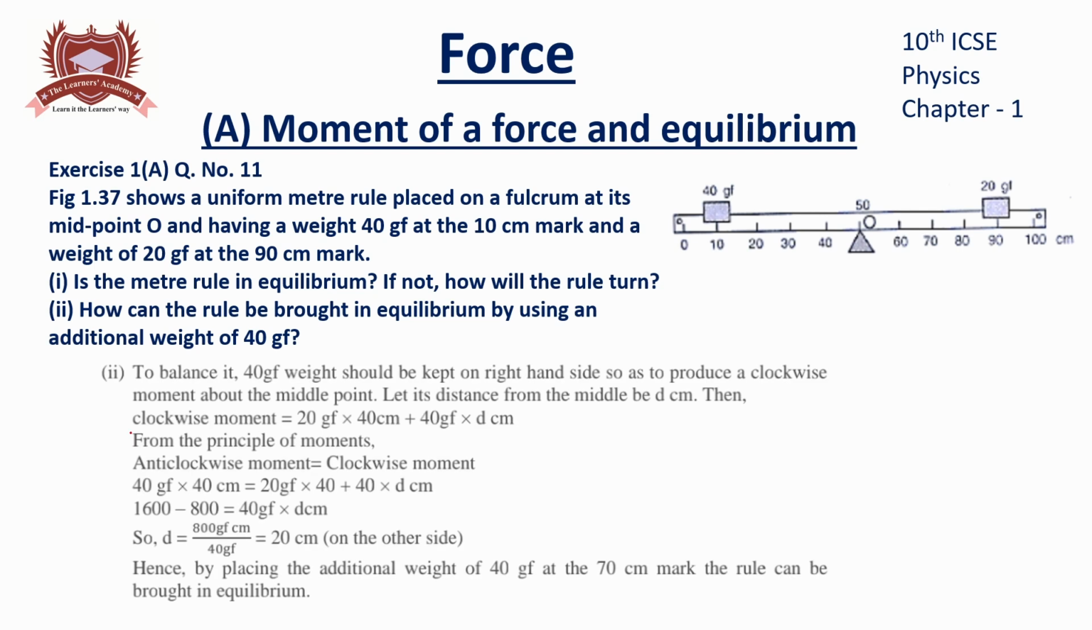So here we have, from the principle of moments, anti-clockwise moment is equal to clockwise moment. So we end up with 40 gram force multiplied by 40 centimeters should be equal to 20 gram force multiplied by 40 plus 40 multiplied by d centimeters, giving us 1600 minus 80 is equal to 40 gram force multiplied by d centimeters, or d would be equal to 800 gram force centimeter divided by 40 gram force, which would be equal to 20 centimeters.